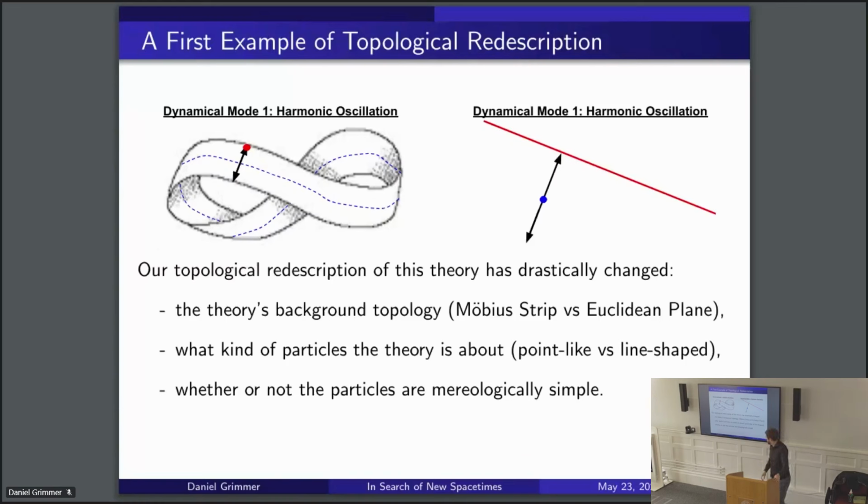Basic mereological facts seem to have changed along the way. So this is a really radical kind of redescription when we do these kinds of topological redescriptions. And in general, this will be the case. A lot of things will change as we move from one topological setting to another.